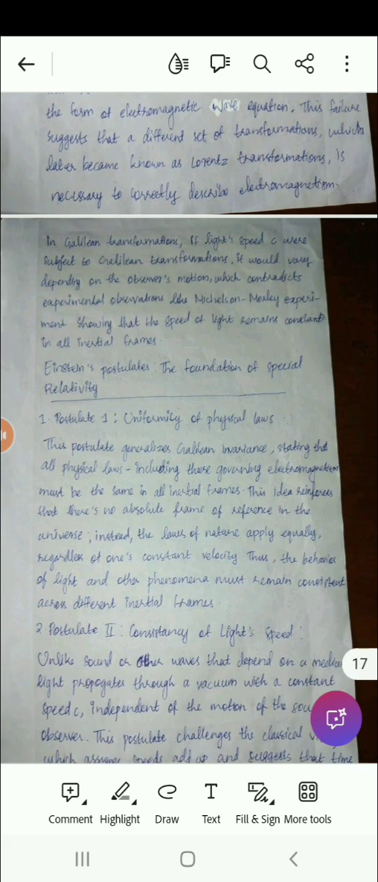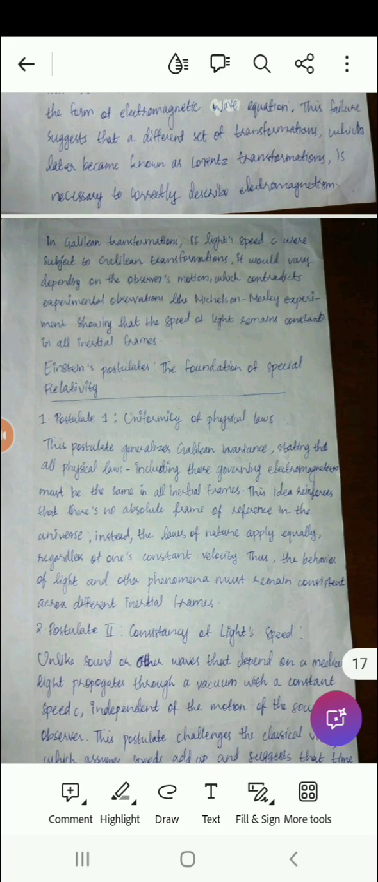And in Galilean transformation, if light speed c was subject to Galilean transformation, it would vary depending on the observer's motion, which contradicts experimental observations like the Michelson-Morley experiment, showing that the speed of light remains constant in all inertial frames. So in Newtonian mechanics and Galilean transformation, the speed of light is not considered as a constant.